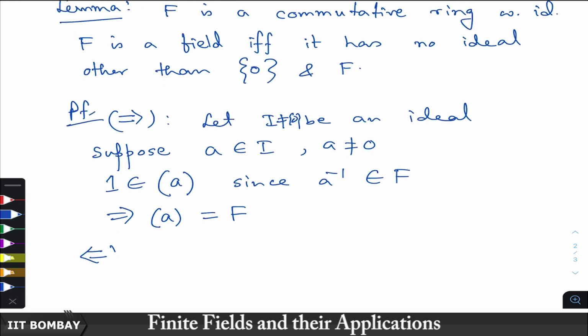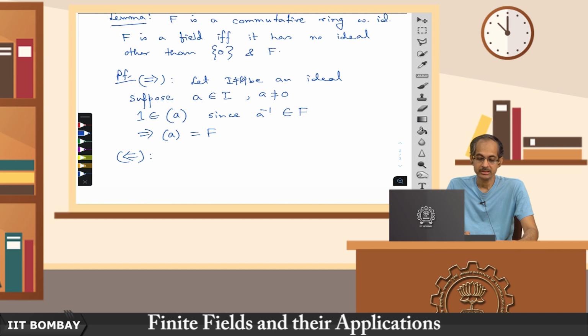Now, the opposite direction. Suppose there is no ideal other than 0 and F, then we will show that F is a field. So, we take any element A in F, so that A is non-zero, and we want to show that there is an inverse in F, then we are done, right, because otherwise F is already given to be a commutative ring with identity. So, all we need to show is that A has an inverse if A is non-zero.